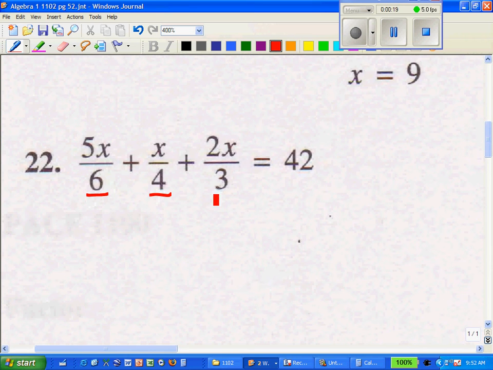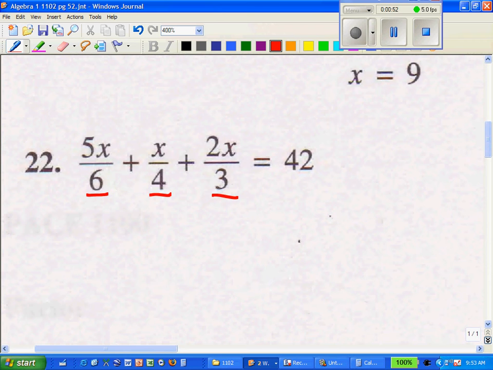6, 4, and 3. Well, to find the common denominator, what I do is I start with the bigger number and I ask, are the other denominators factors of the biggest denominator? So the biggest denominator, 6, is 4 and 3 a factor of 6? Well, nothing times 4 equals 6, so 6 cannot be the common denominator, because not all the denominators are factors of 6. The common denominator is the number where all the denominators are factors of it, okay?